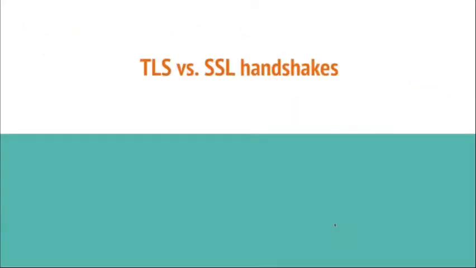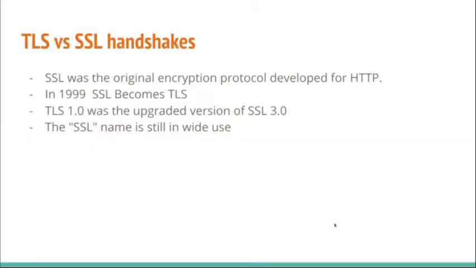So what is the difference between TLS and SSL handshakes? SSL was the original encryption protocol developed for HTTP. In 1999, SSL became TLS. In fact, TLS version 1.0 was the upgraded version of SSL 3.0. The SSL name is still in wide use.